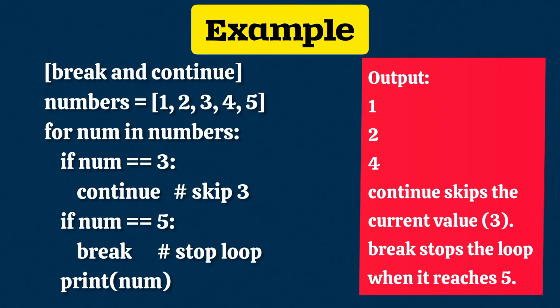Here is an example using break and continue in a for loop. We created a list of numbers from 1 to 5. When the number is 3, the continue statement will skip it. When the number is 5, the break statement will stop the loop. So the output will be 1, 2, 4. This shows how continue skips a value and break stops the loop completely.